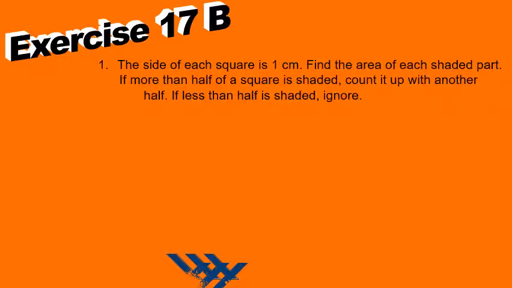So now let's come to exercise 17b. The first question of this exercise is, the side of each square is 1 centimeter. Find the area of each shaded part. If more than half of a square is shaded, count it as 1. If half is shaded, count it up with another half. If less than half is shaded, ignore.